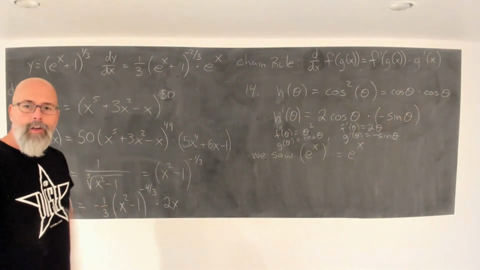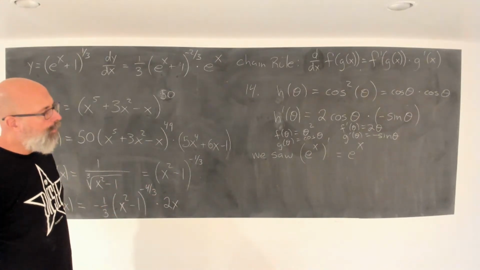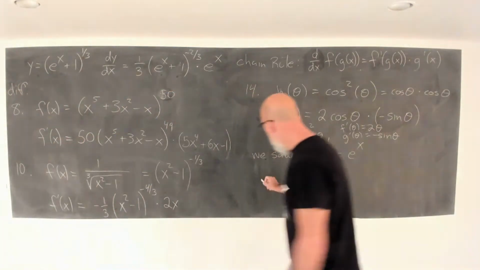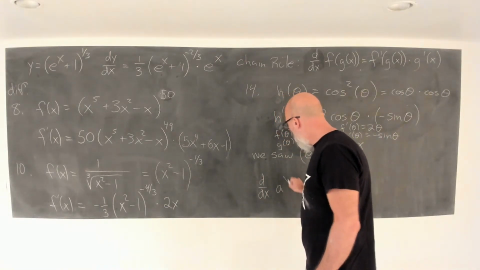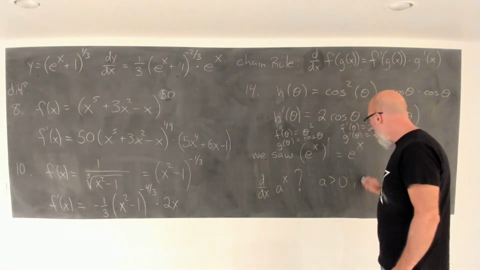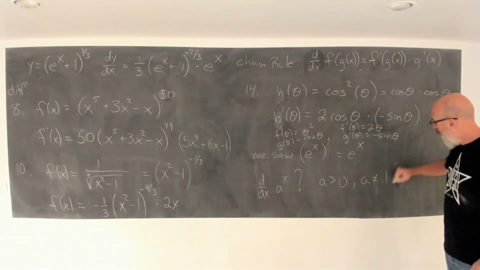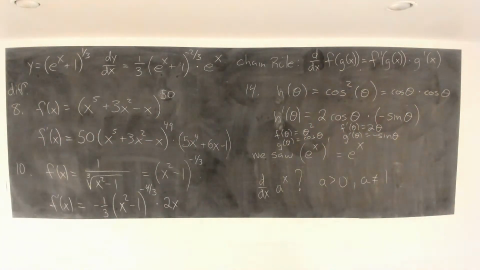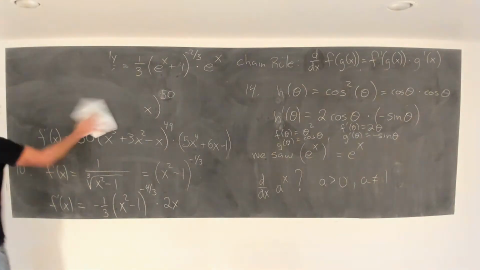We saw the derivative of e to the x was e to the x. My question to you is, what about other exponential functions now? What is the derivative of a to the x, for a bigger than 0, a not equal to 1? In other words, what is the derivative of an exponential function? Any exponential function.